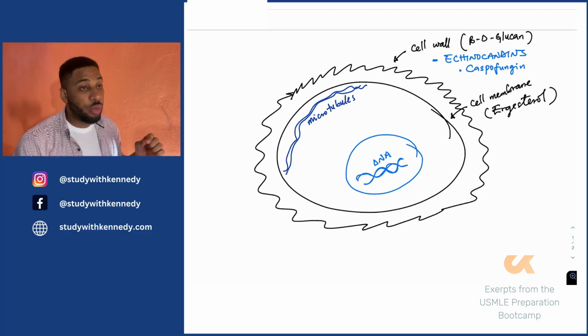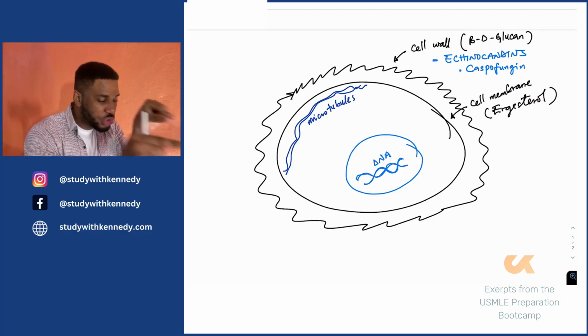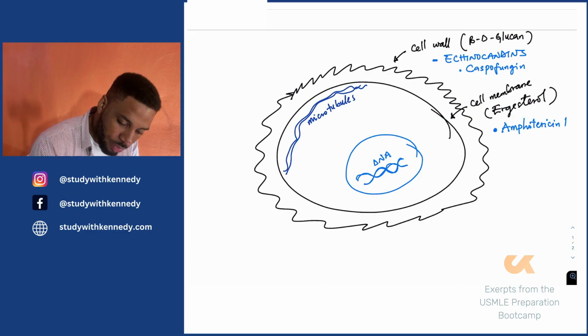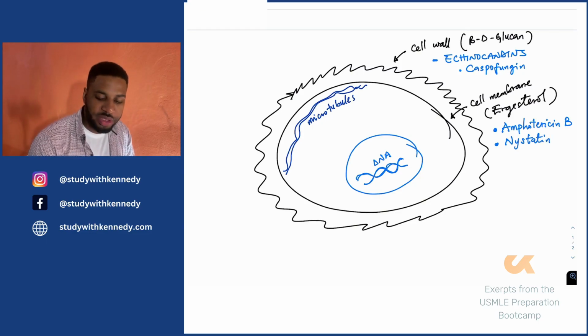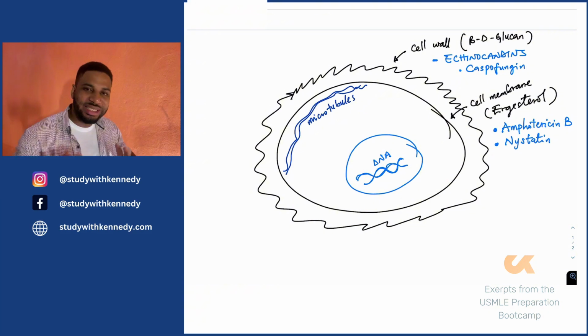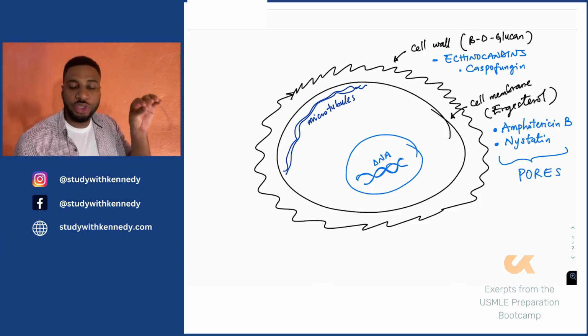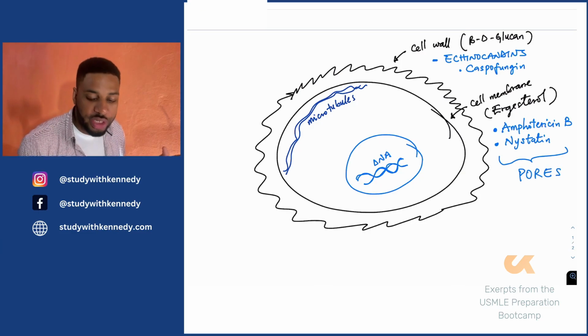First, they made a medication that would make pores. What if we can poke holes in the cell membrane? And amphotericin B was born. Amphotericin B and nystatin make pores on the cell membrane. They poke holes in the cell membrane, basically destroying the cell membrane.